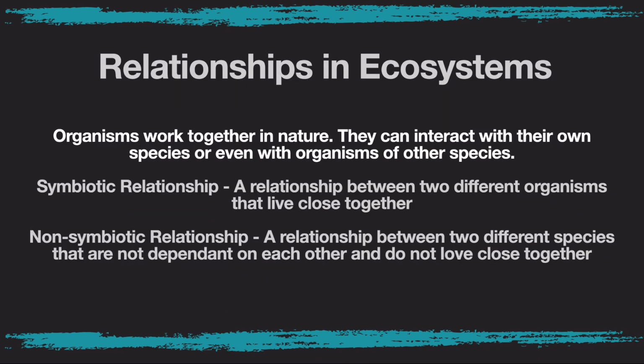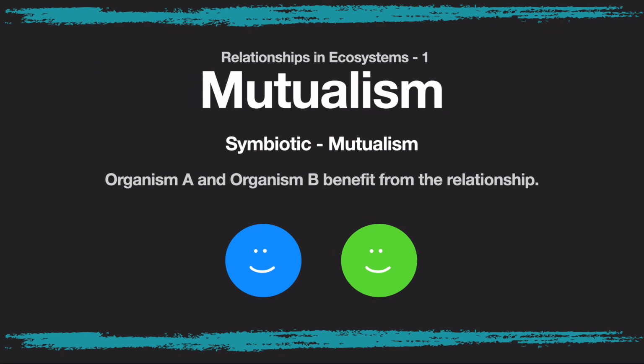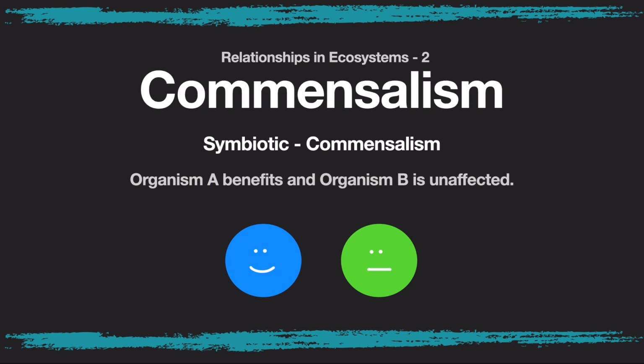Relationships in ecosystems. Organisms work together in nature. They can interact with their own species or even with organisms of other species. Symbiotic relationship. A relationship between two different organisms that live close together. Non-symbiotic relationship. A relationship between two different species that are not dependent on each other and do not live close together. Mutualism. Organism A and organism B both benefit from the relationship. Commensalism. Organism A benefits and organism B is unaffected.